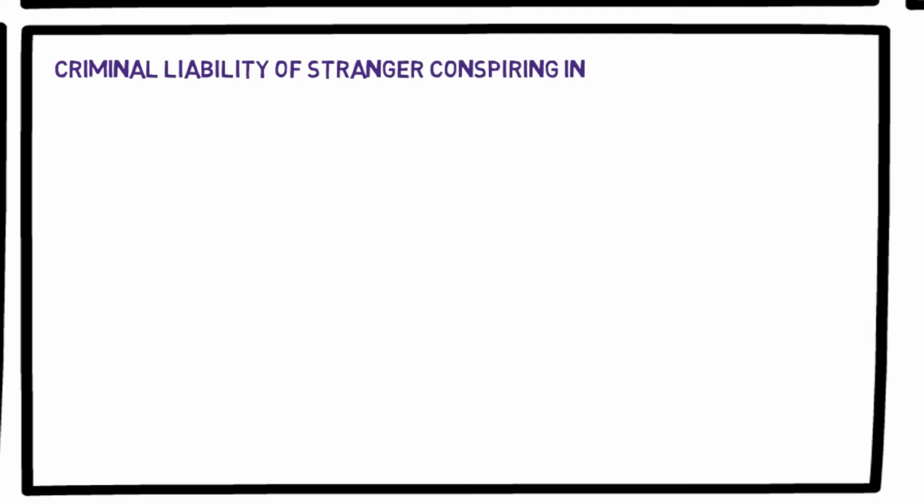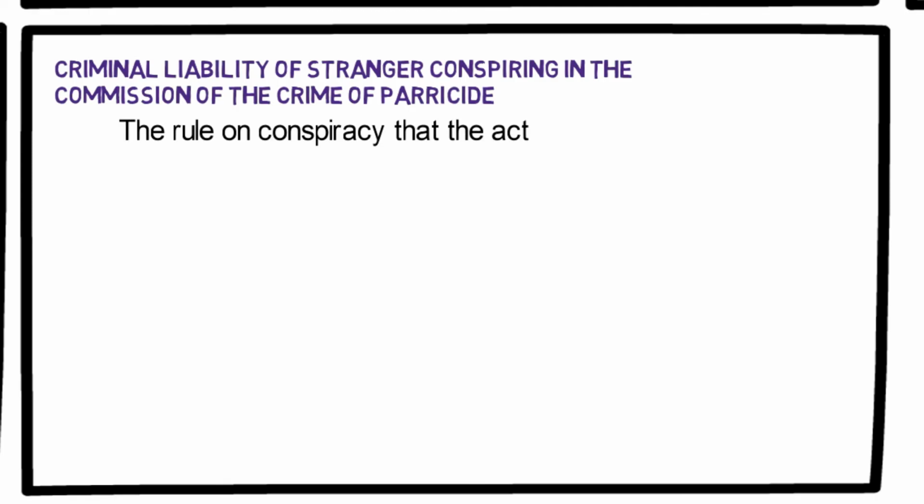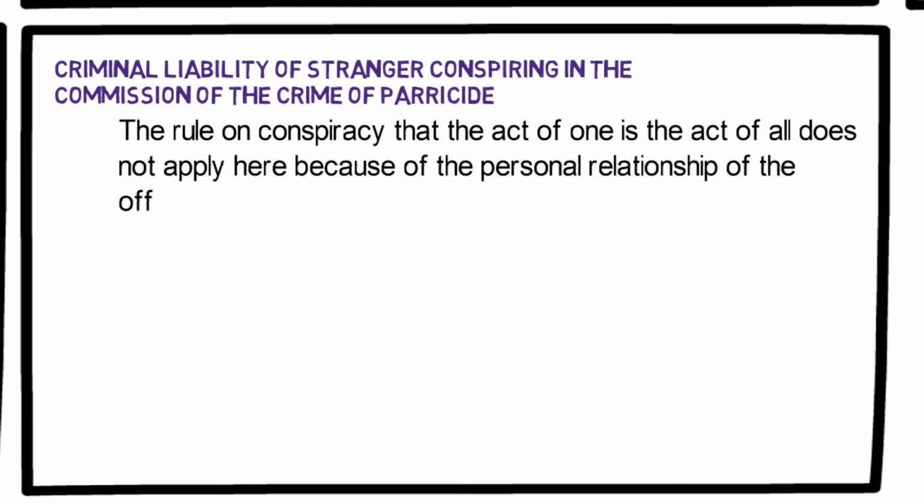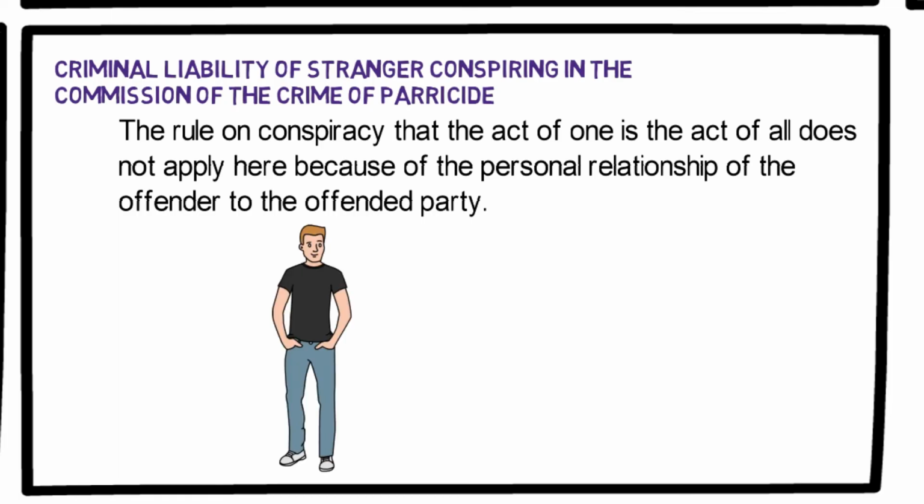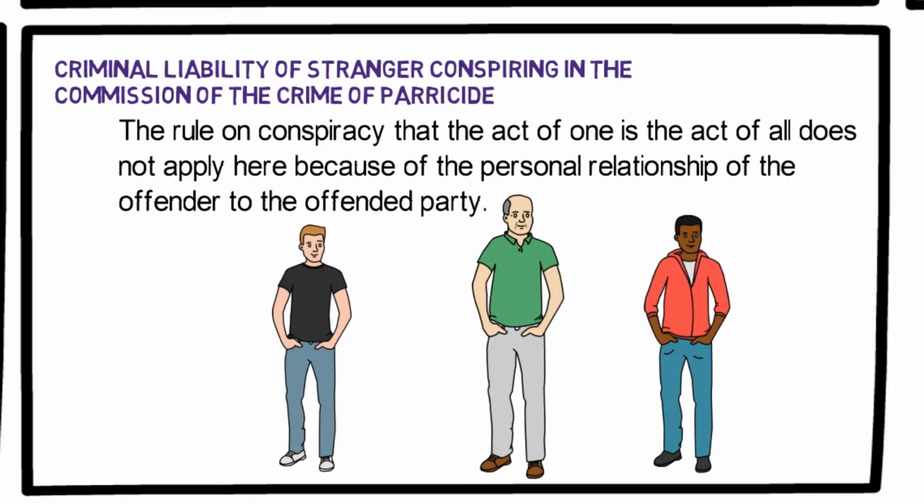Now let us discuss criminal liability of a stranger conspiring in the commission of the crime of parricide. The stranger is liable for homicide or murder as the case may be, because of the absence of relationship. The rule on conspiracy that the act of one is the act of all does not apply here because of the personal relationship of the offender to the offended party. It is immaterial that he knew of the relationship of the accused and the deceased. For example, Jose and Pedro killed Jojo, the father of Pedro. Here, Pedro will be liable for parricide, while Jose will be liable for murder or homicide depending on the circumstances present.